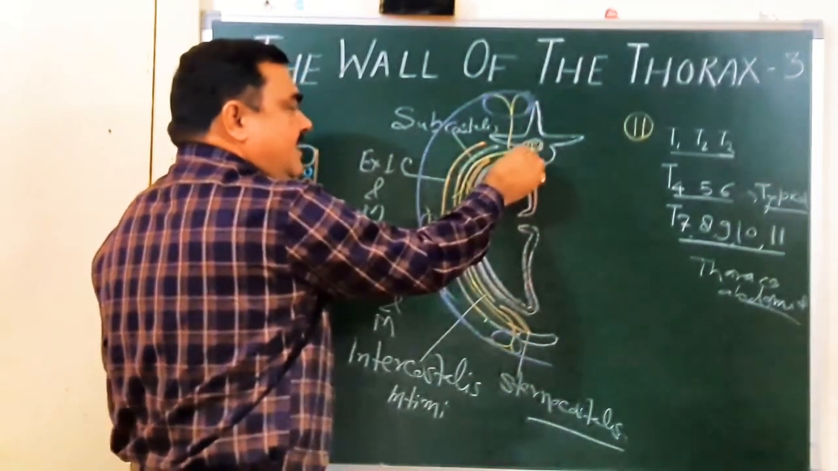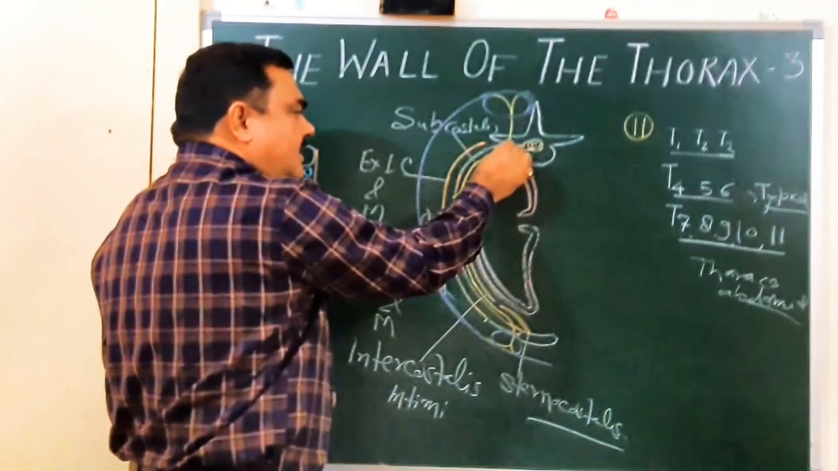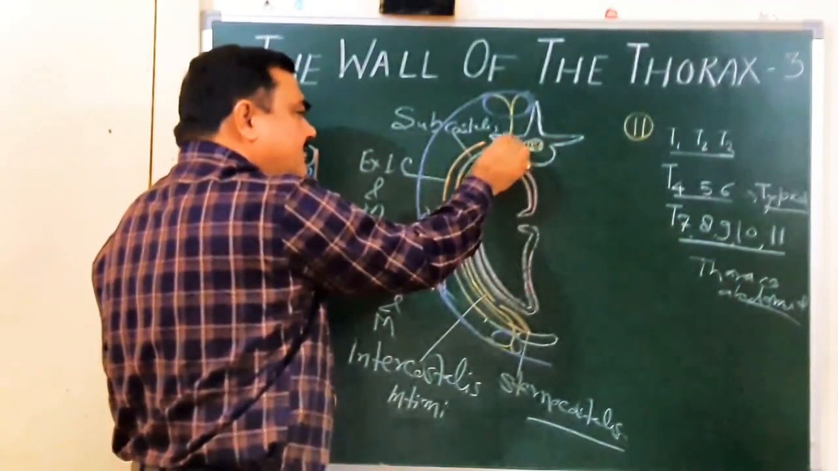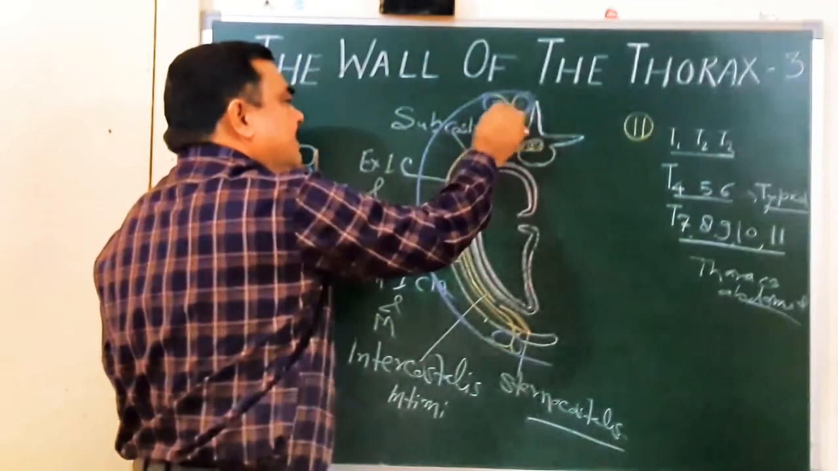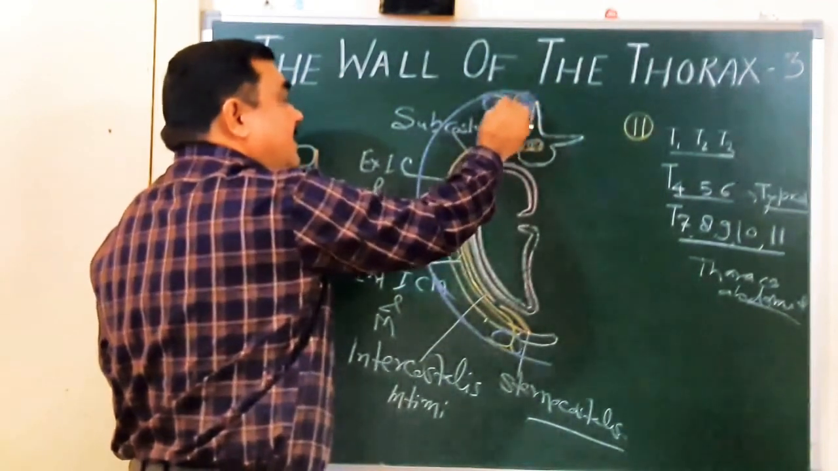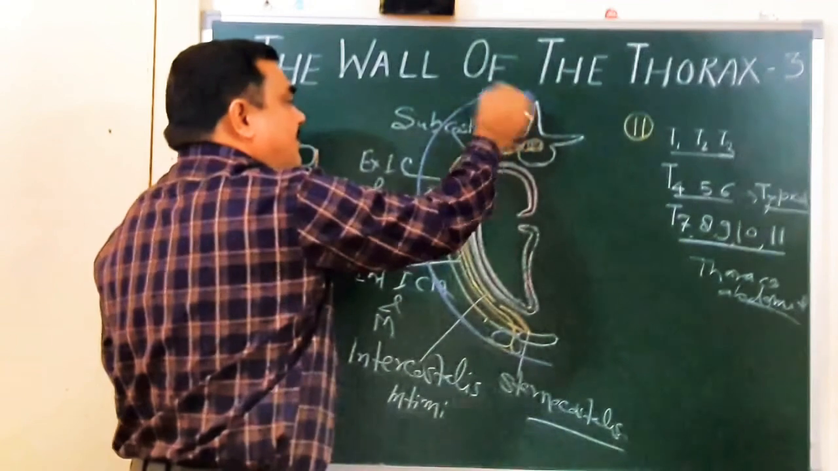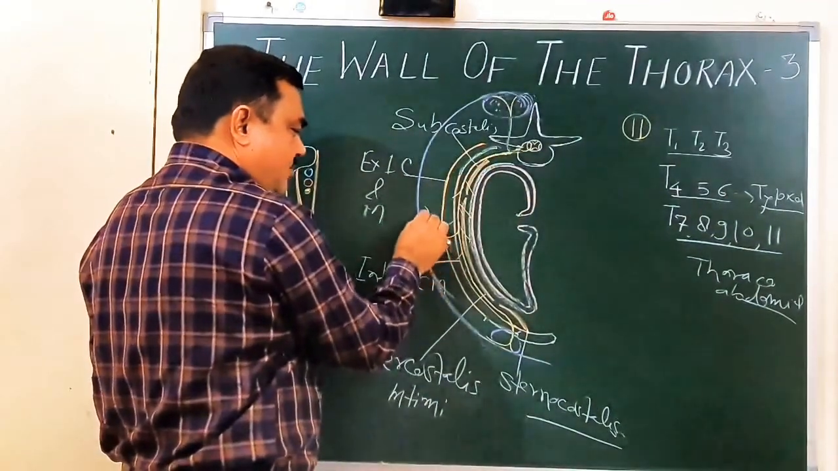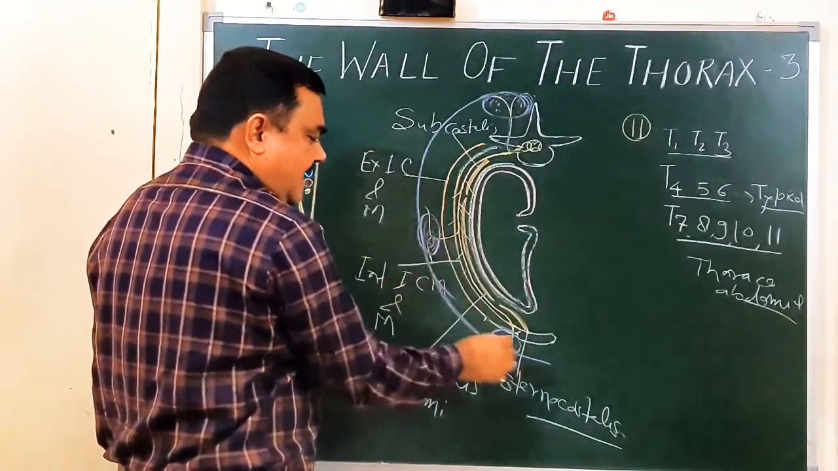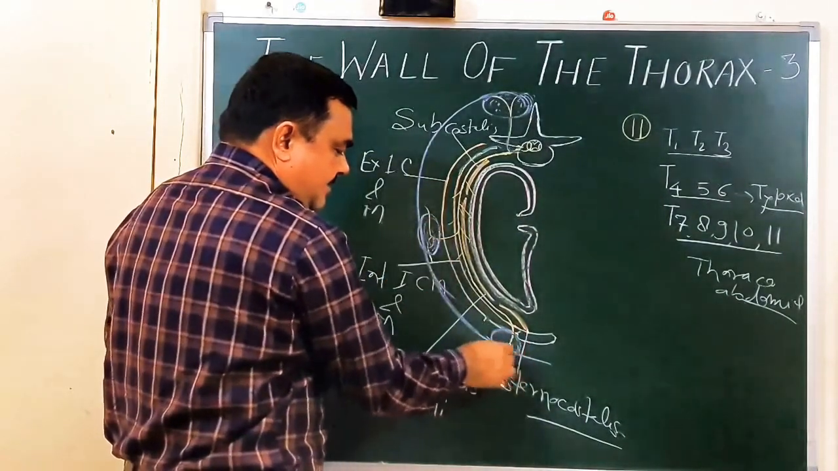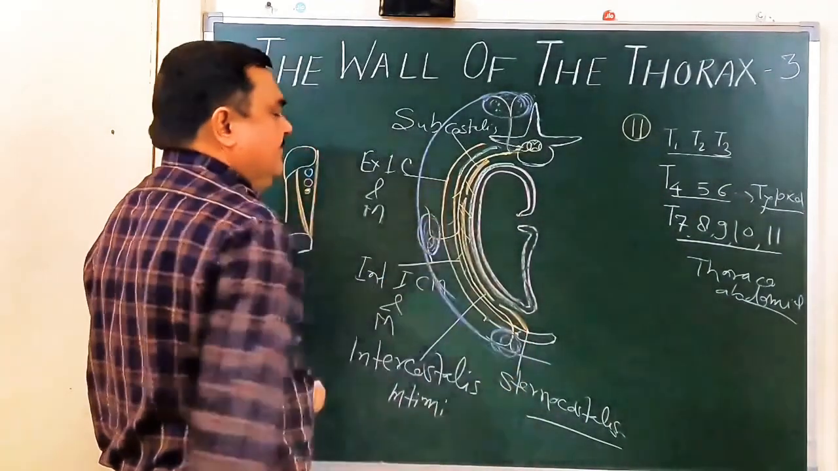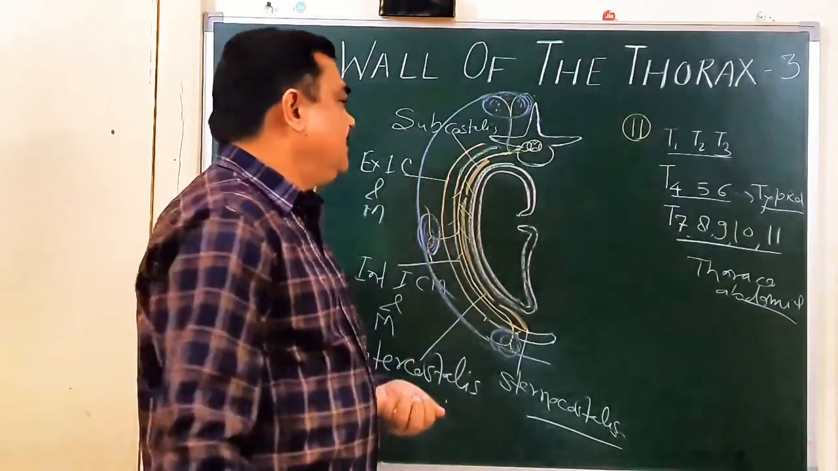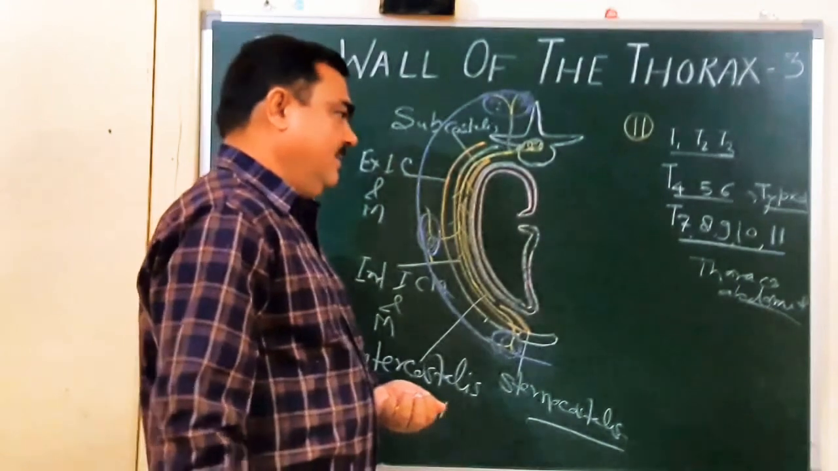Because pus formed here follows the route, the track, the path of the nerve, it reaches here. So a pus point may form here. Through this, it reaches here. A pus point may be formed here, on the lateral side, or here. So these are the clinical importance of this intercostal nerve.